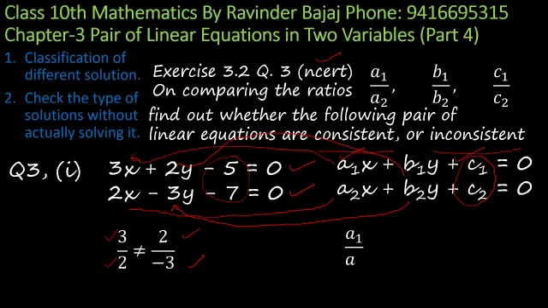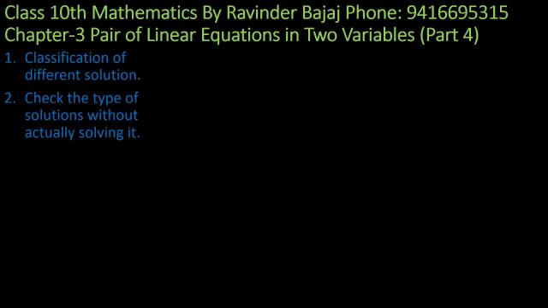So if the condition is A1 upon A2 is not equal to B1 upon B2, it means lines are intersecting. And if intersecting lines are there, there is only one solution. And if a solution is there, it is called consistent. So this pair is a consistent pair of linear equations. Let me do one more question for you. Question number 3, again the same question, third part.